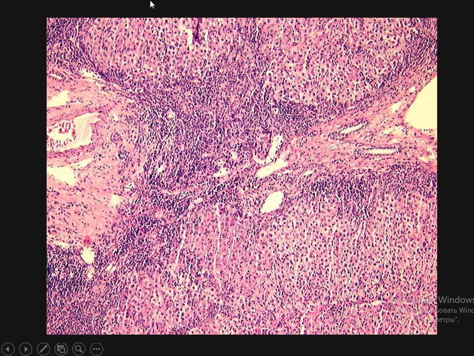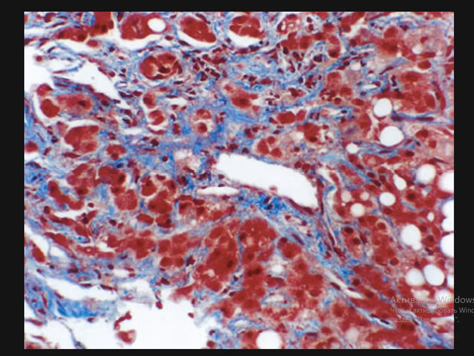And here we see severe inflammatory infiltration and thick fibrotic septa in portal tract with proliferation of bile ducts. To make a diagnosis of chronic liver diseases, we have to prove the presence of fibrotic tissue, for example, in case of chronic hepatitis.